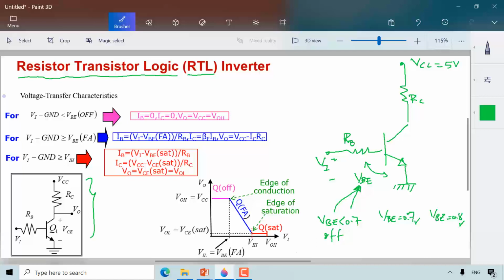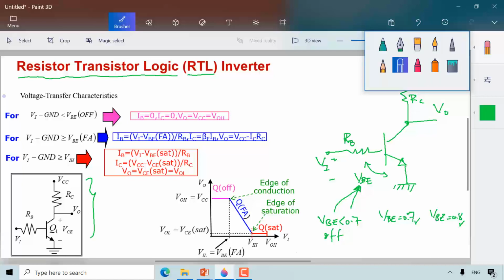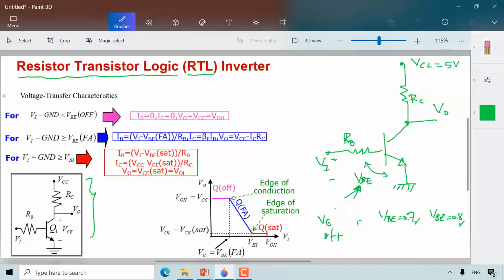And finally, this is where the output is. This is Vout. Let me use the eraser here and erase some of the stuff that we don't need.